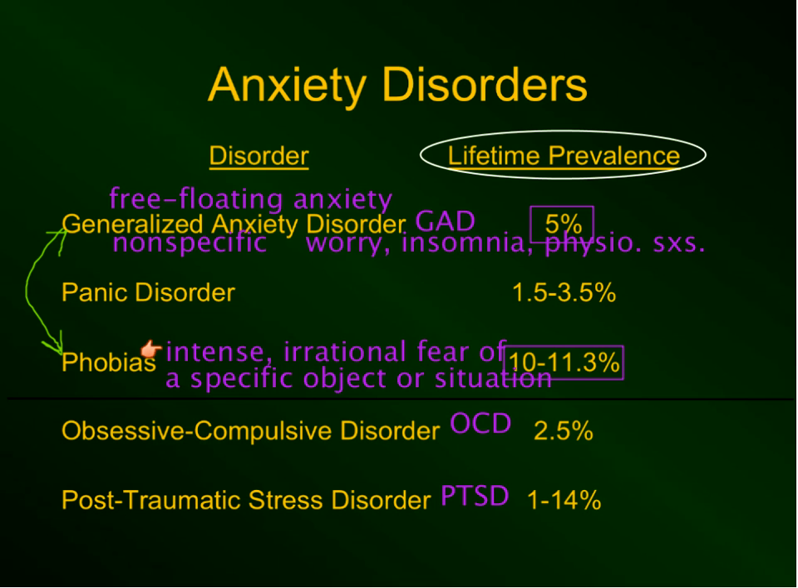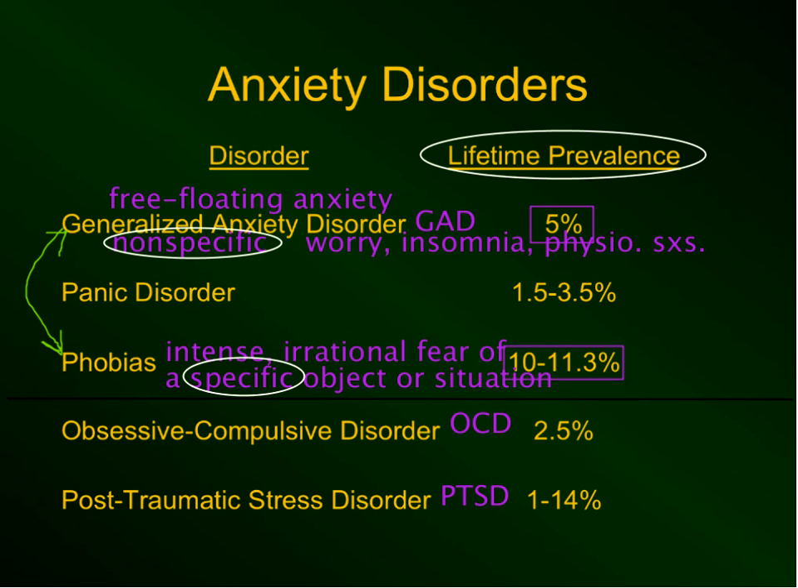Okay? You might have an intense irrational fear of heights. We've got a fancy word for that. It's called acrophobia. Right? You might have an intense irrational fear of spiders. That's arachnophobia. Right? You might have an intense irrational fear of being in closed spaces. That's claustrophobia. Right? Tons and tons of these funky names. Right? It's about something specific. I would say the key word to circle here is we're talking about a specific object or situation, to be contrasted with the non-specificity of GAD, right?